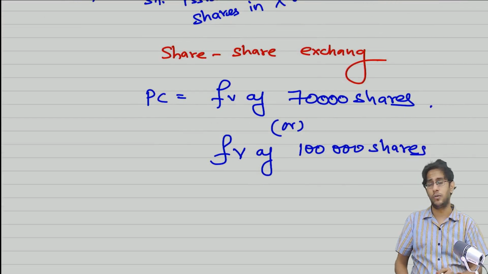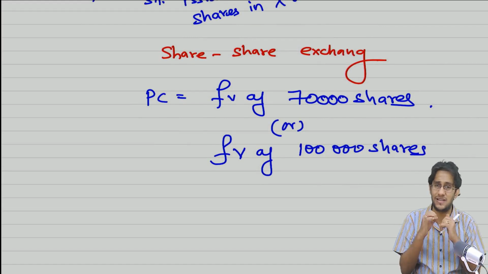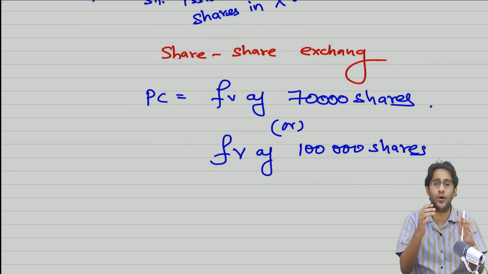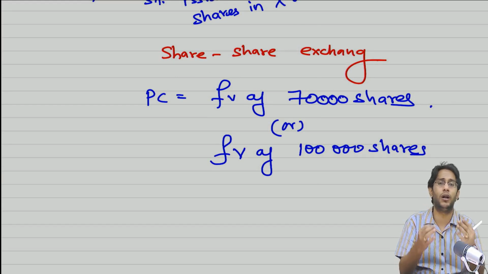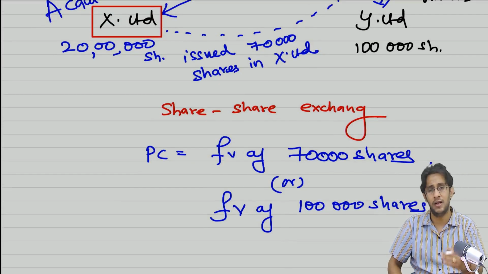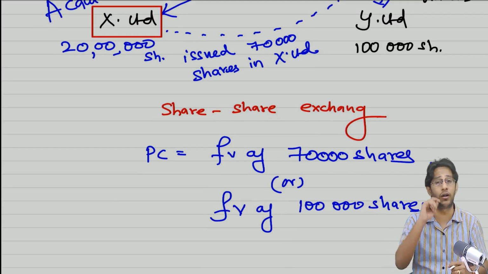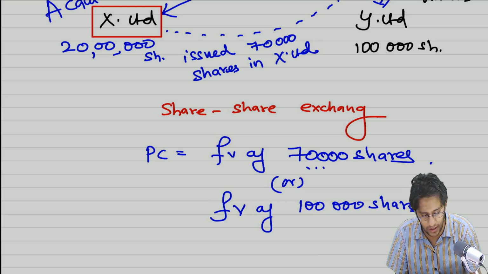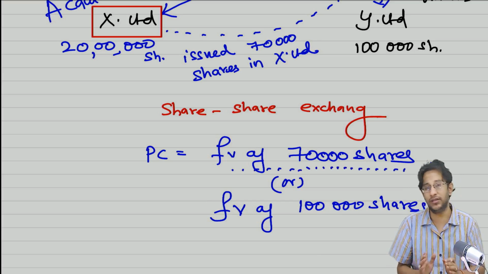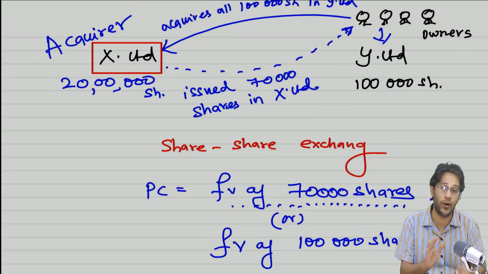So you work out the fair value of the 70,000 shares, you work out the fair value of the shares you have acquired, whichever is more reliably measurable, you can go ahead with that. So PC always need not be the fair value of what we are giving. Sometimes the fair value of shares acquired also can be taken as PC if that can be more reliably measured than the fair value of these 70,000 shares. So this is an exclusive case of share to share exchange. Here only you will actually do this.